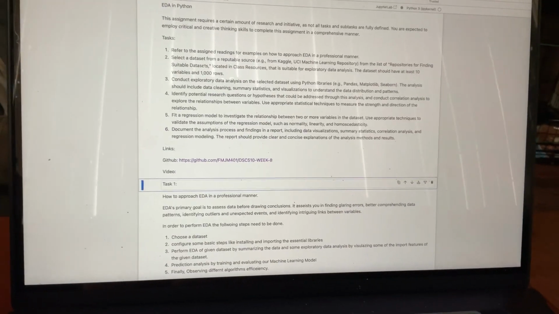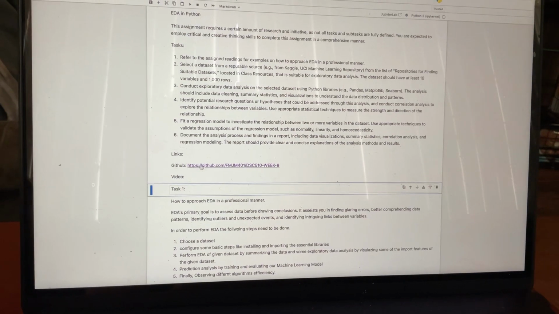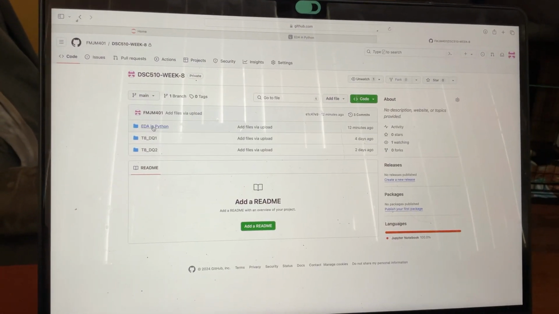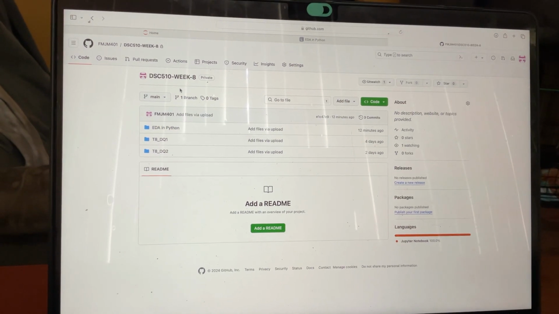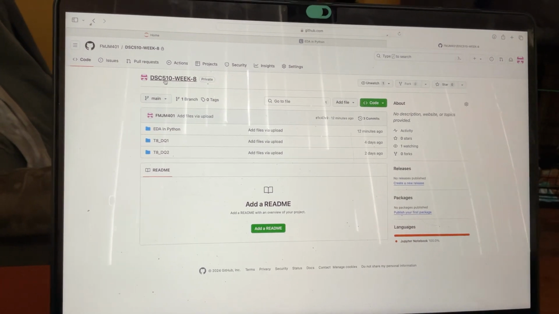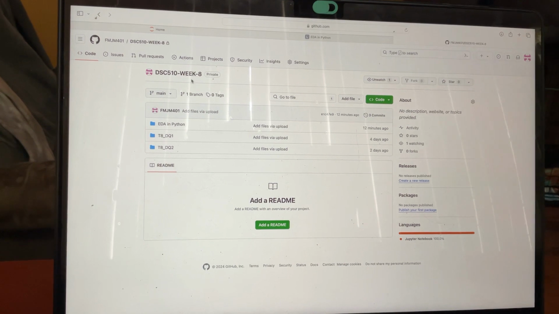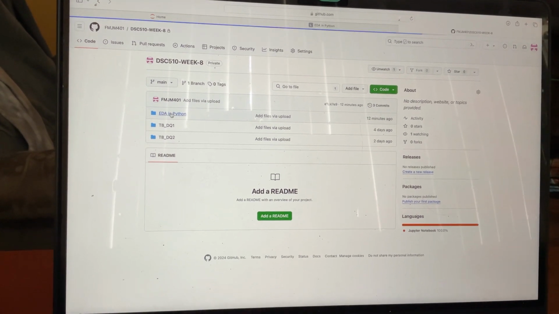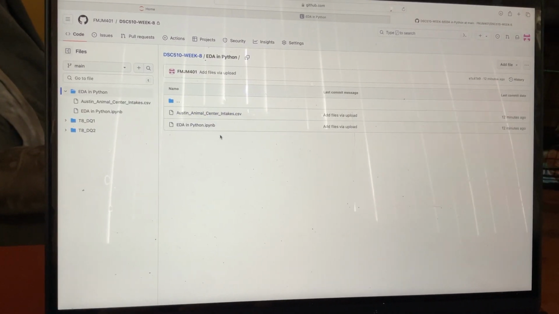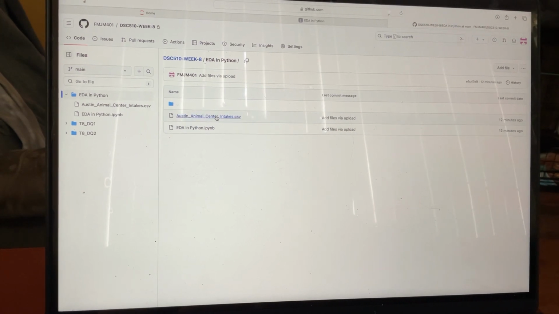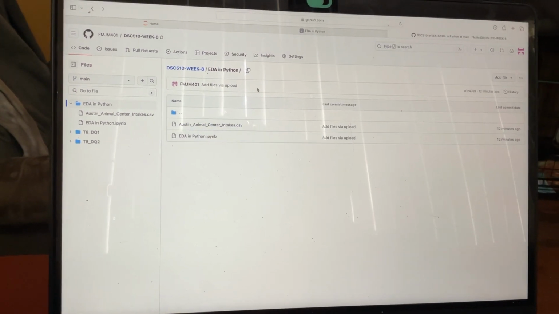So I put it on GitHub, which is this link right here. It should pull up here. So this is my GitHub page. It's the DSC-510 week 8, and it's right here. This is the page, and then here's the CSV file and the Python file itself.